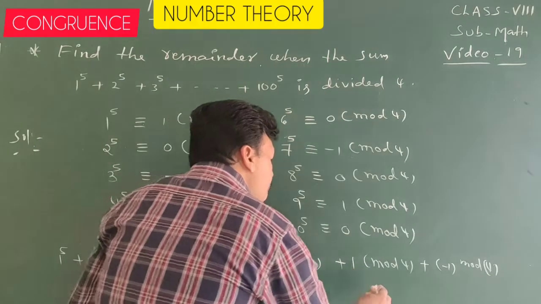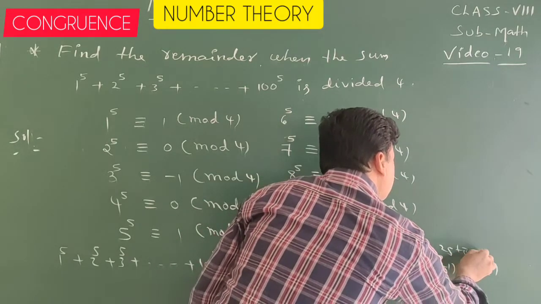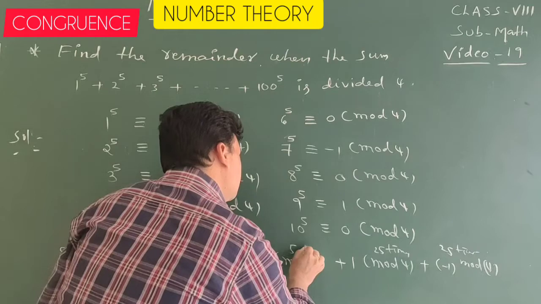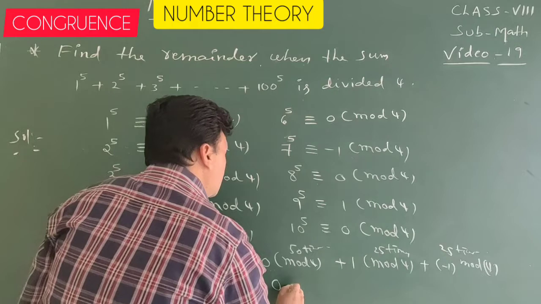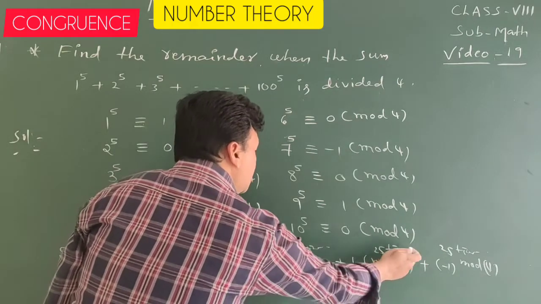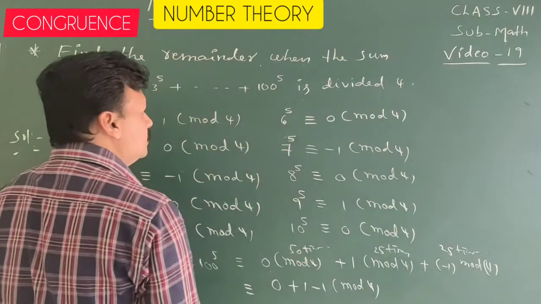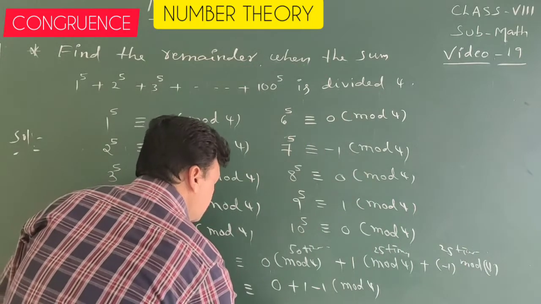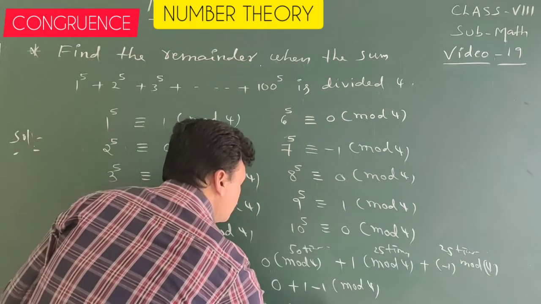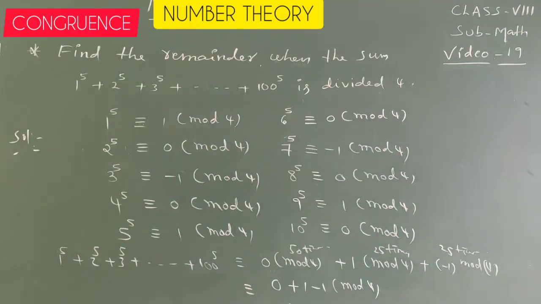So here 25 times, here 25 times, here 50 times. So 50 times of 0, 0; 25 times of 1, 1; 25 times of minus 1 mod 4. So the required answer of course is 0 mod 4. So the required remainder is 0.